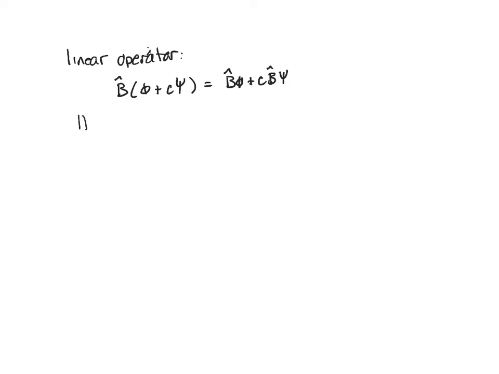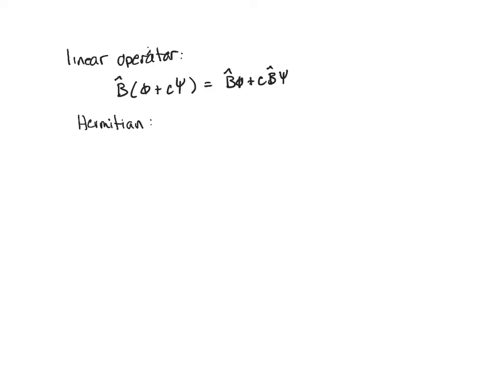So for an operator to be linear, when we talk about a linear operator, what we mean is that if I take some operator b hat and I operate it on a function phi plus maybe function psi times a constant c, what I will get is the same thing as if I just distributed that operation through my functions.